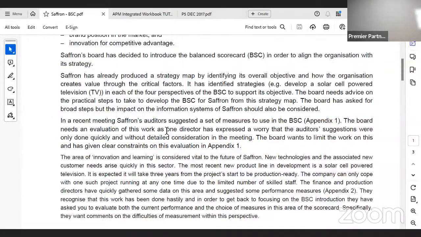Right, look at this now. The board needs an evaluation of this work as one director has expressed the worry that the auditor's suggestions were only done quickly and without detailed consideration. Board wants to limit the work on this and has given clear constraints on this evaluation in Appendix 1. And now you need to go to Appendix 1.